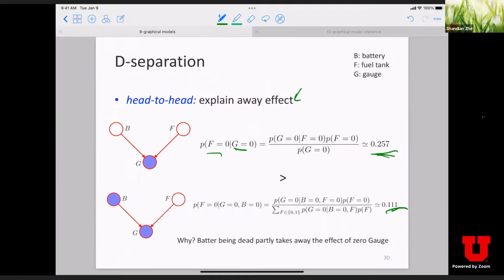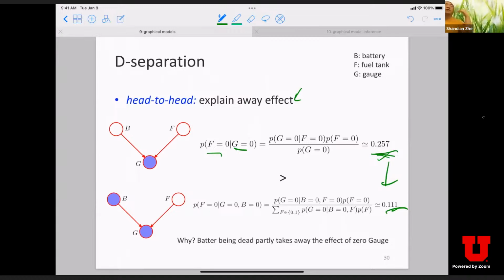So you can see that this probability is much smaller than the last probability we discussed, where you don't know the battery status. So why does this probability decrease? I mean, intuitively. Yes, exactly.